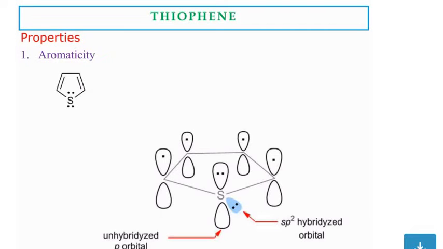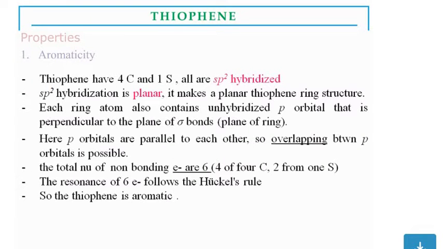Now thiophene, aromaticity. You can see the sp2 hybrid orbitals, like furan and pyrrole, and it has a p orbital. So for aromaticity, thiophene has 4 carbons and 1 sulfur, all sp2 hybridized. sp2 hybridization is planar, so it makes a planar thiophene ring structure. Each ring atom also contains an unhybridized p orbital, perpendicular to the plane of the sigma bonds. The total number of delocalized electrons is 6, 4 from 4 carbons and 2 from the sulfur. The resonance of 6 electrons follows Hückel's rule, so thiophene is aromatic.